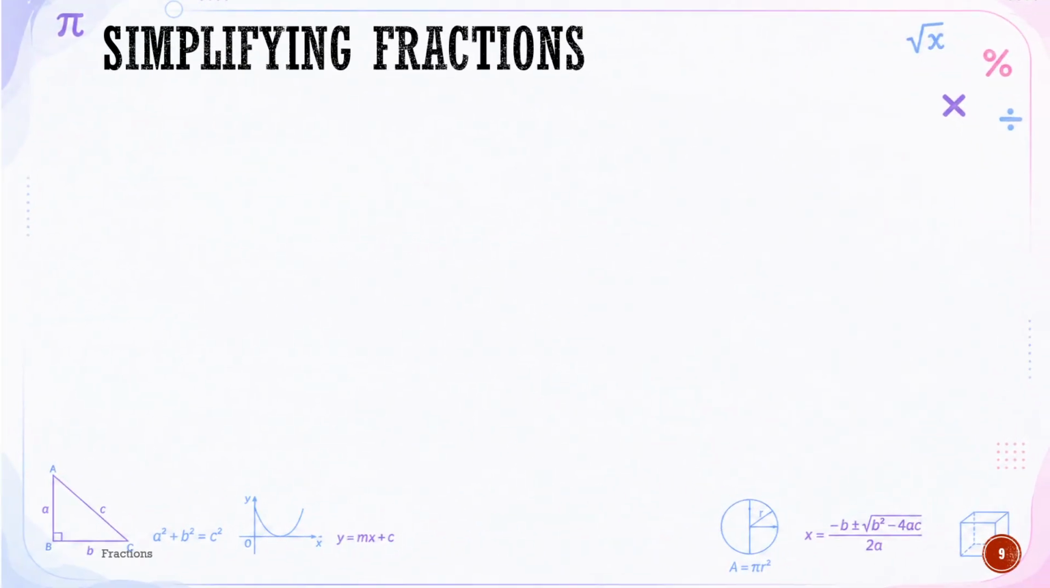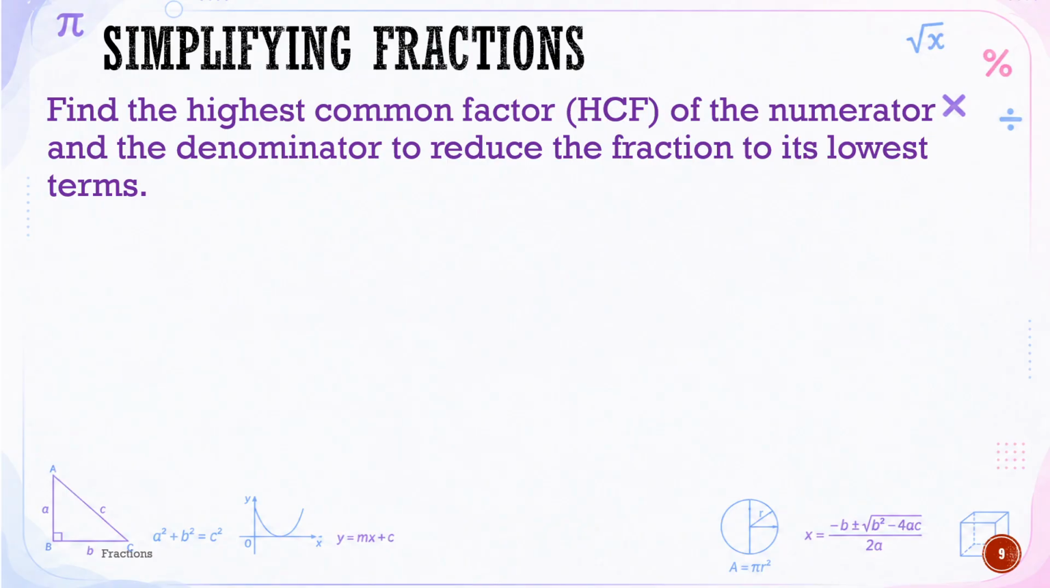Let's talk about simplifying fractions. Simplifying a fraction can always be done by finding the highest common factor of the numerator and denominator and using it to reduce the fraction to its lowest terms.